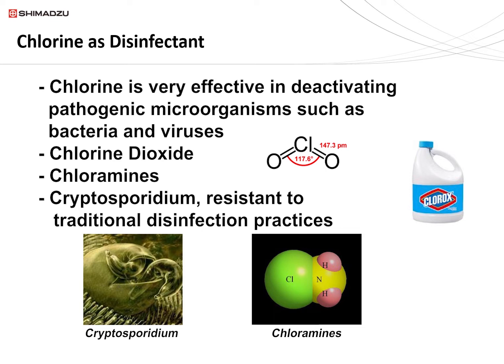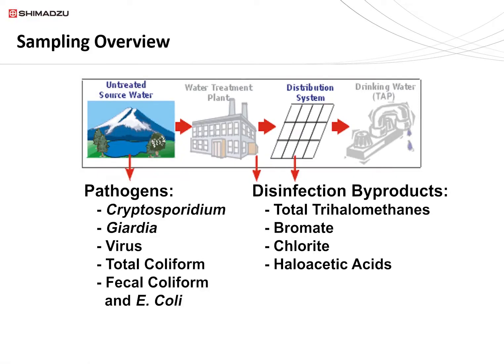Not only can chlorine be used, but other forms of chlorine compounds can be used, such as chlorine dioxide and chloramines. While these chlorinated compounds are very effective at killing bacteria and viruses, they will not kill the pathogen Cryptosporidium. The untreated water source contains many pathogens other than Cryptosporidium, such as viruses, coliform, E. coli. The source water from lakes and rivers is sent to a water treatment plant.